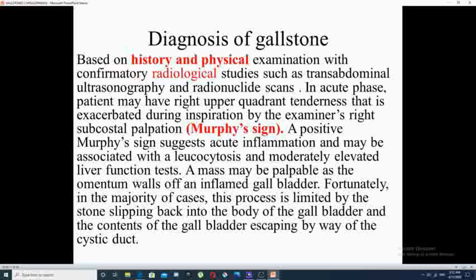So diagnosis of gallstones starts with history and physical examination, with confirmatory radiological studies like transabdominal ultrasonography and radionuclide scan. In the acute phase, the patient may have right upper quadrant tenderness, which is exacerbated during inspiration by the examiner's right subcostal palpation, a sign referred to as Murphy's sign. A positive Murphy's sign suggests acute inflammation and may be associated with leukocytosis and slightly elevated liver function tests. Some patients may have a palpable mass, as the omentum walls off the inflamed gallbladder.